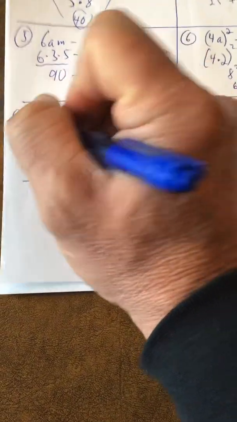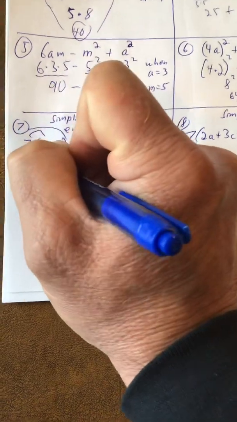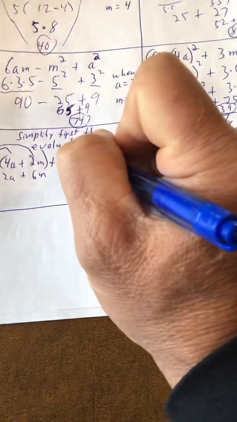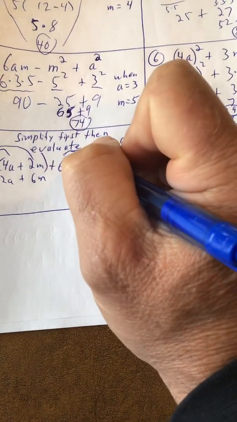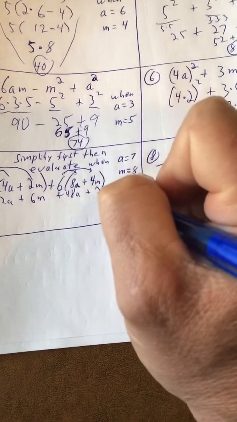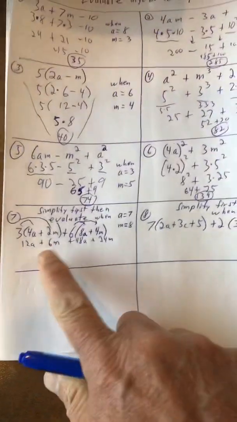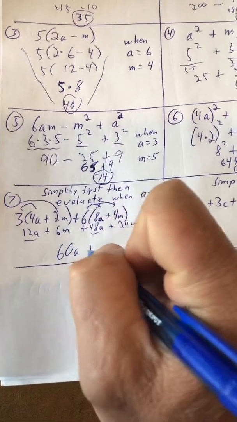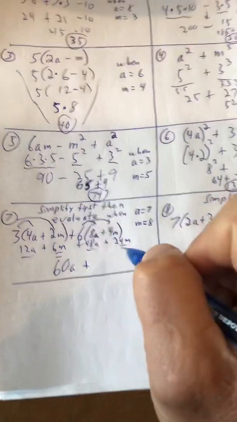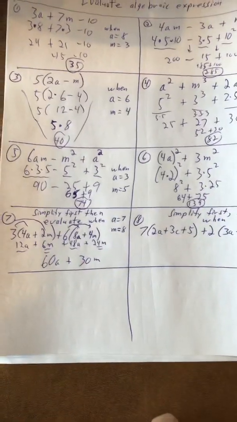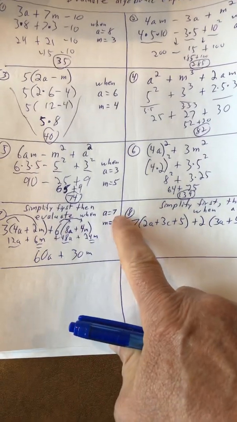Anyways, I'm going to multiply both of those. You get 12a plus 6m. And then I'm going to multiply both of these by 6. And I get plus 48a plus 24m. So they're already distributed. And now I'm going to combine like terms. 12a and 48a is 60a. And 6m and 24m is 30m. So I'm done simplifying.